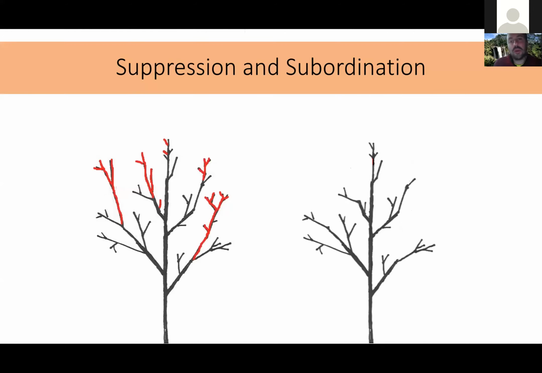Oh yeah, just a quick note on suppression and subordination. A lot of people, myself included, use all these terms interchangeably. I don't want to confuse you by doing that. They do have meanings on their own, right? We like this branch here, we suppress its growth by taking off this red part, in turn subordinating it to the central leader, right? So they do have their own meanings, but they get used pretty interchangeably by the arborist community. Just a little side note.